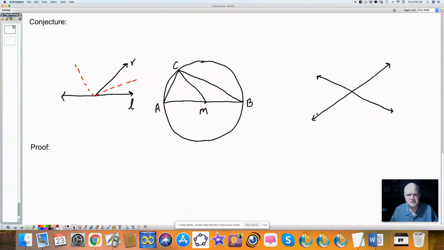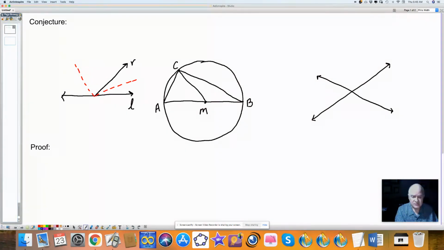So in today's lesson, we looked at three different problems where we're to make a conjecture about them. The first one had a line L with a ray R coming off of it, and two angle bisectors. The conjecture that we were supposed to say was that these red dotted lines made a right angle. But to help us do that, we needed to label the drawing.